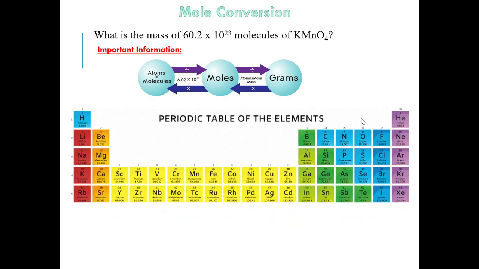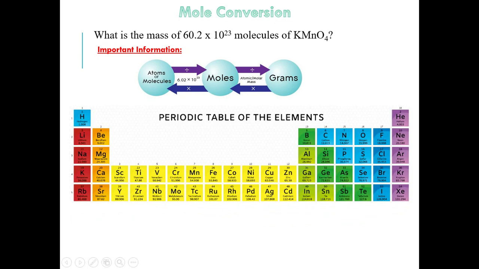Okay. So here's the periodic table. Let's go and identify our elements real quick. We have potassium, we have Mn, and then we have O4. So I'm just going to highlight these on the periodic table here. This way, you know what the mass is as you find the molar mass.